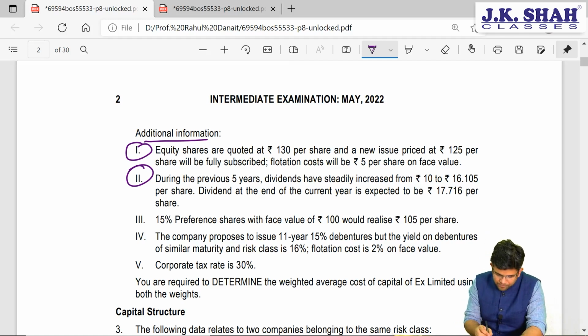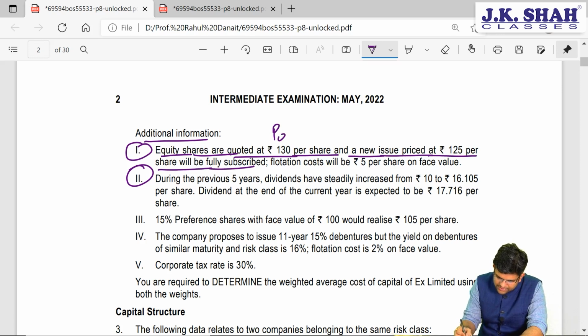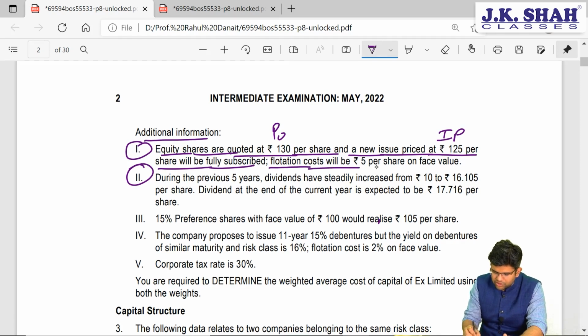Let's see how. So they're saying equity shares are currently having a market price of 130. So this is your P0. And the new issue price will be at rupees 125 per share fully subscribed. So can I say that this is your issue price? And the flotation cost will be rupees 5 per share on face value. So children, do you realize that from issue price, if I subtract the flotation cost of 5 rupees, what I get will be net proceeds.